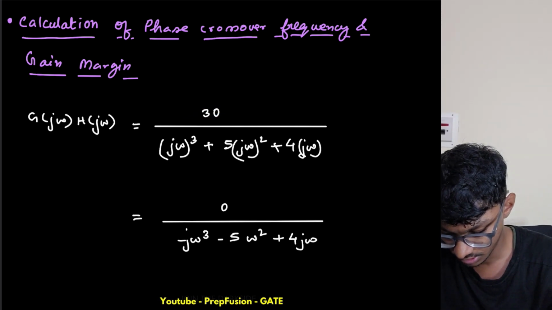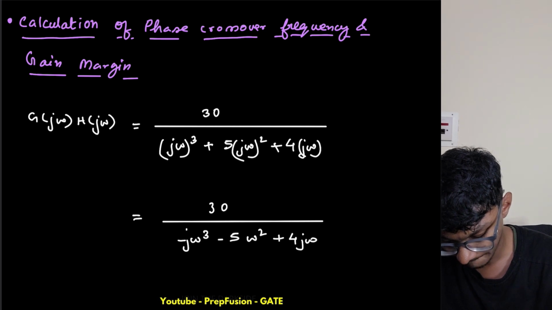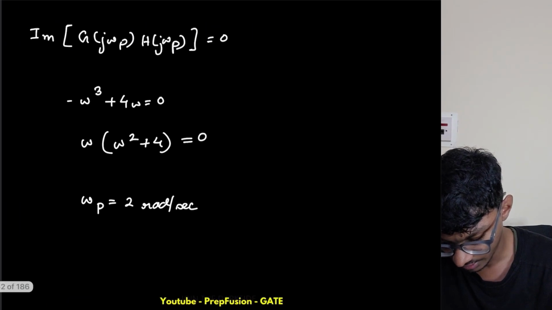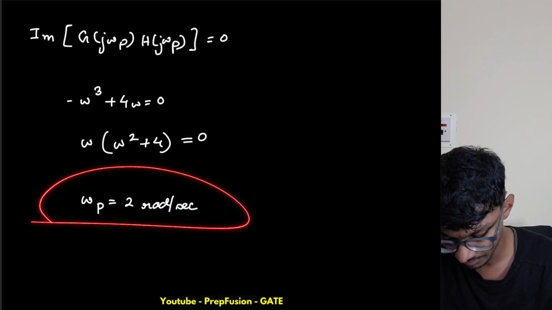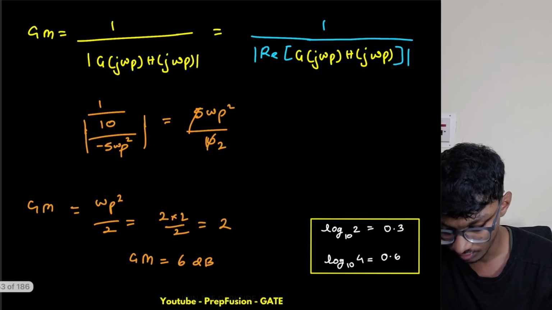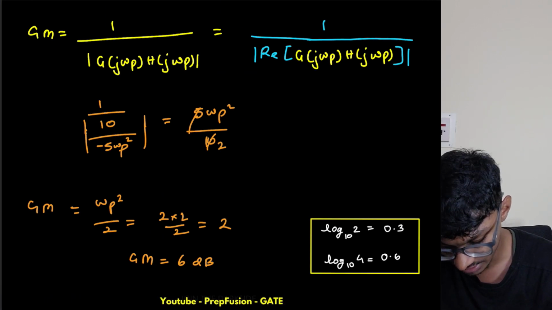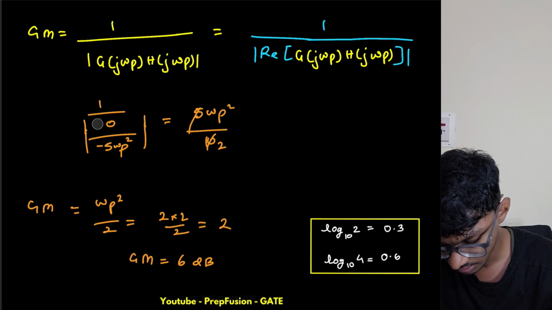And this will become 30, okay? And if I make the imaginary component 0, still I will get the same omega p, right? And now let's do the gain margin. So the gain margin will change, right? This will become 30 here, right? This will become 30 here.